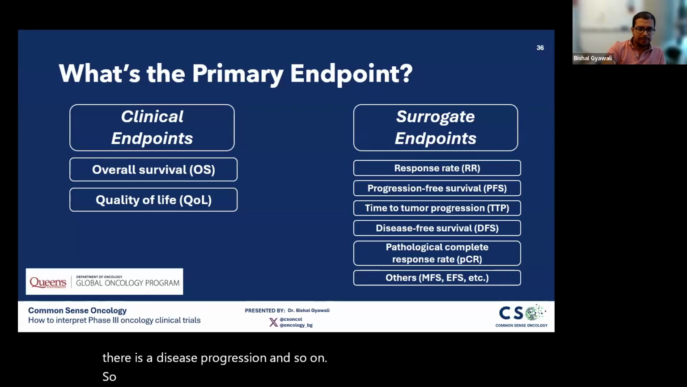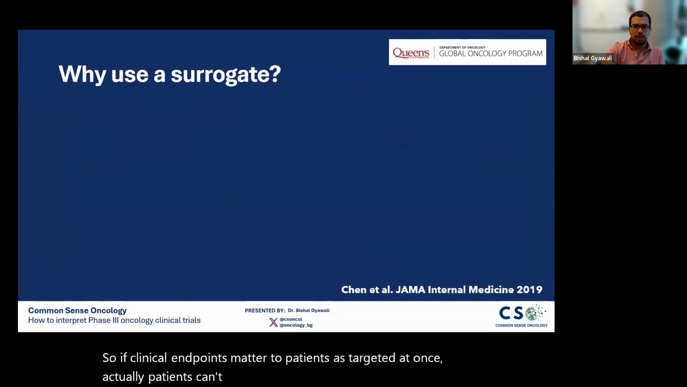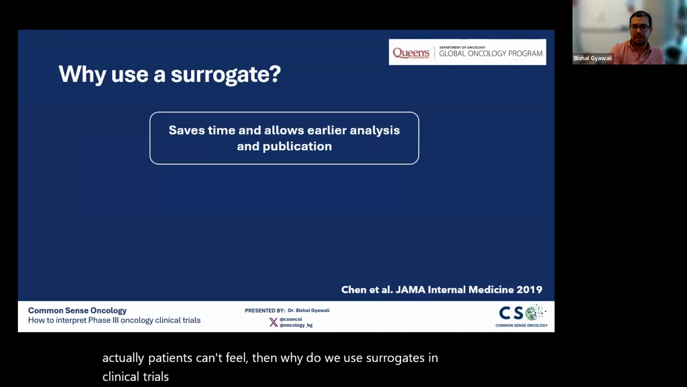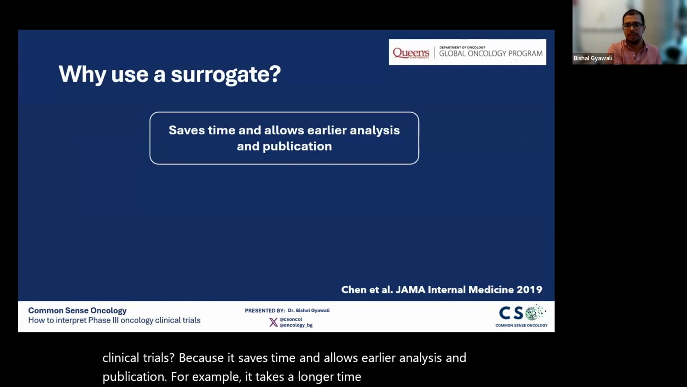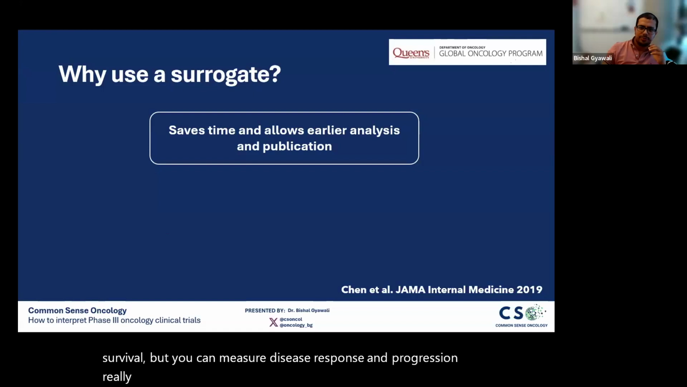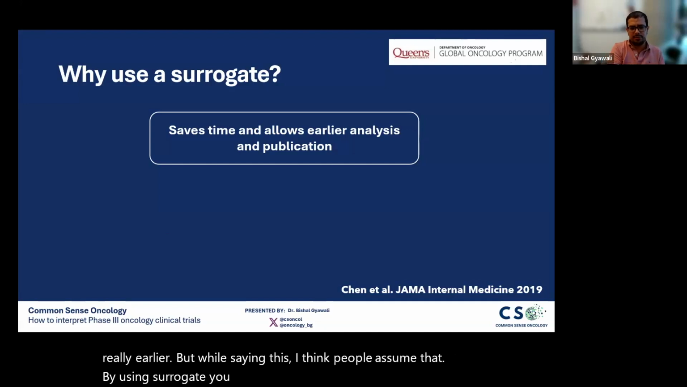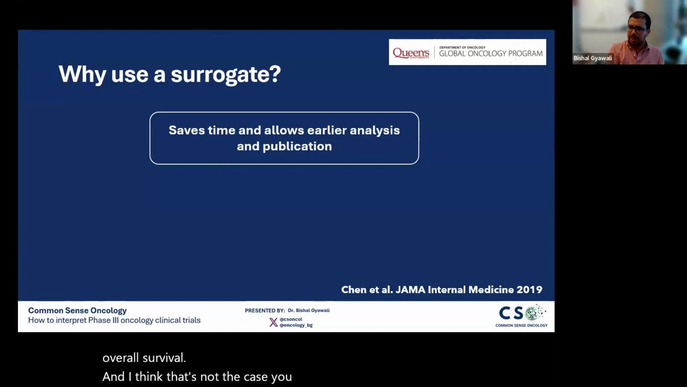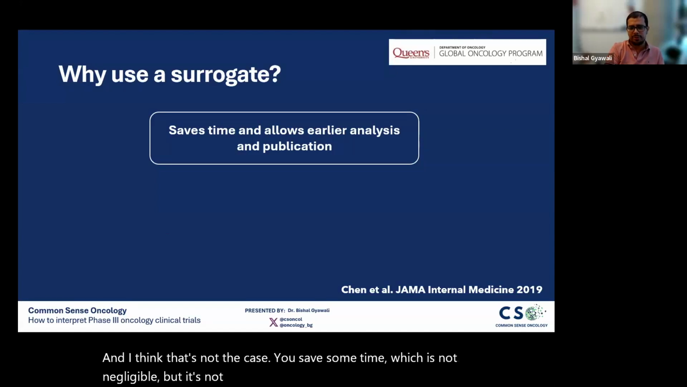So if clinical endpoints matter to patients and surrogate endpoints actually patients can't feel, then why do we use surrogates in clinical trials? Because it saves time and allows earlier analysis and publication. For example, it takes a longer time to measure overall survival, but you can measure disease response and progression relatively earlier. But while saying this, I think people assume that by using a surrogate, you save a lot of time compared to using overall survival. And I think that's not the case. You save some time, which is not negligible, but it's not like 5-10 years that people think it is.